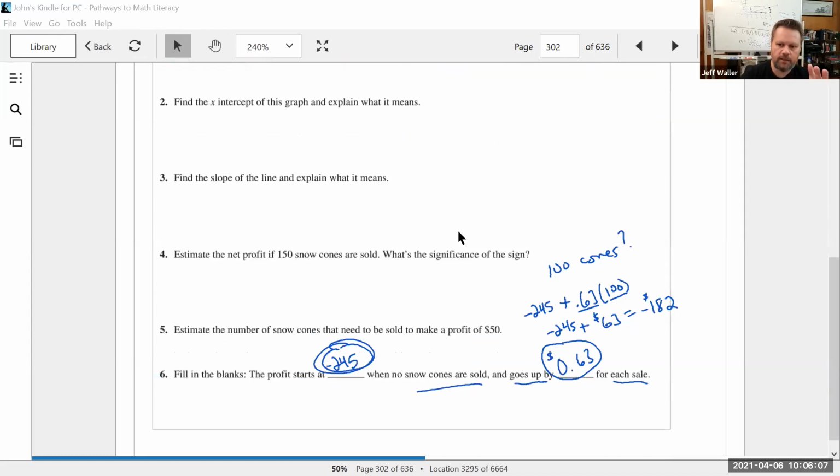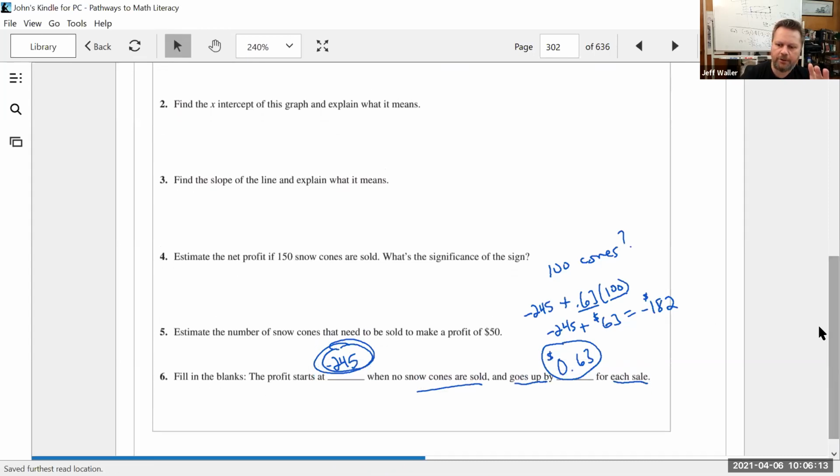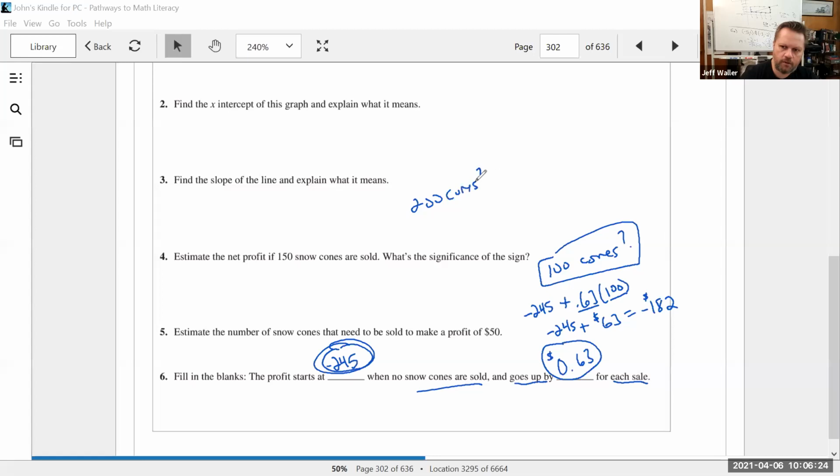So here's the connection then between points on a graph and algebraically what's going on. This is what it was for 100 cones. What would I do if it was 200 cones? Would I do anything really different? No, just change 100 to 200. I'd start here and I would add 0.63 for every cone. So now that's 200. So now that's going to be negative 119, is that right?